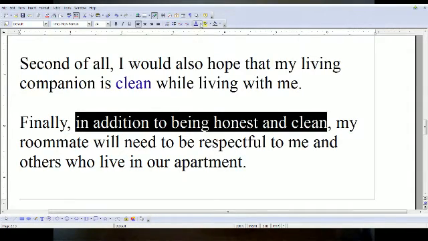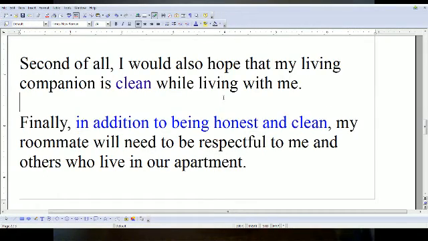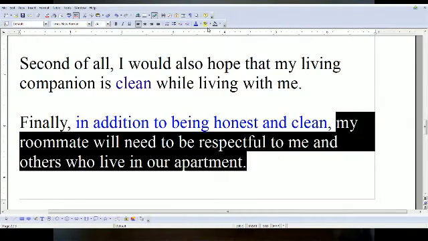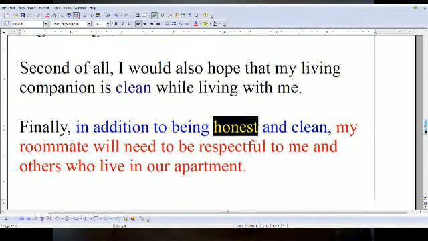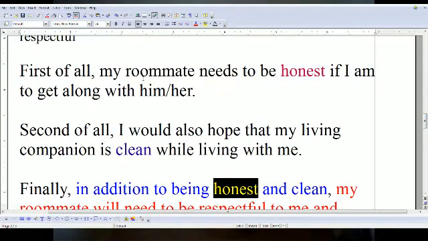Now let's make this blue, and then we make this red. I just want you to understand what I'm doing. What we're doing is we're separating the transition sentence from the topic sentence in the actual paragraph. So in this sentence, by saying finally, in addition to being honest and clean, by saying honest, the writer is now connecting this back to paragraph number 2.